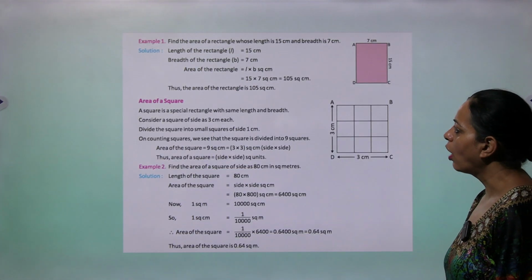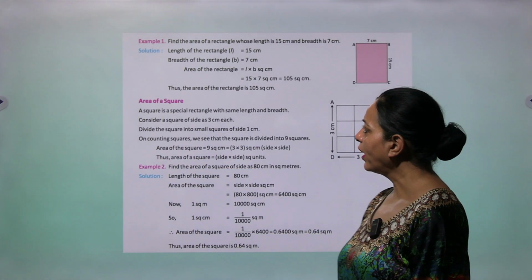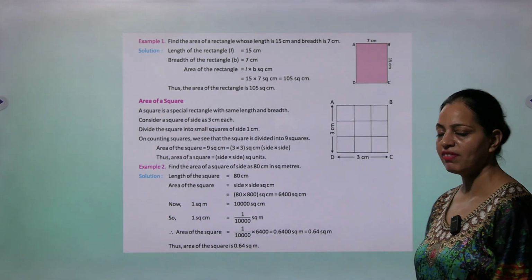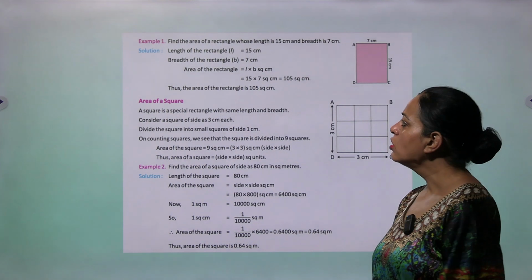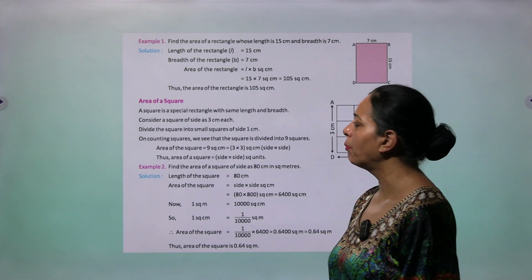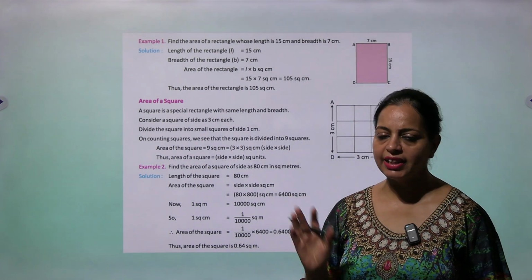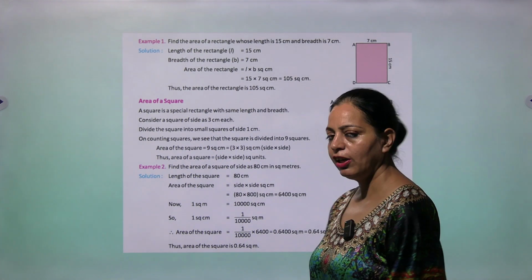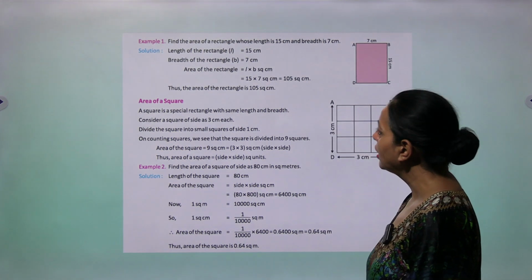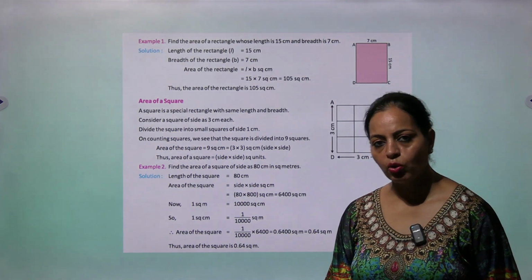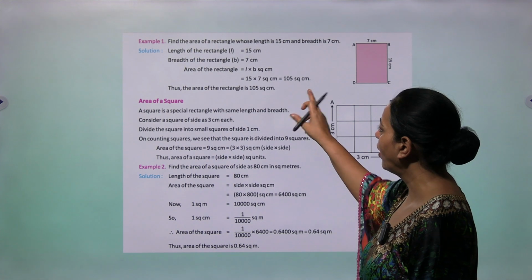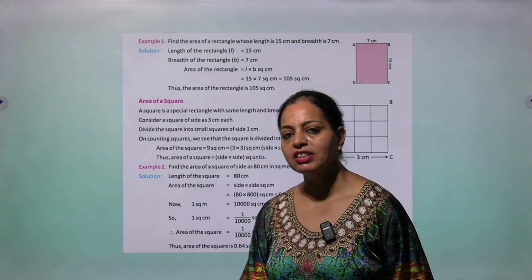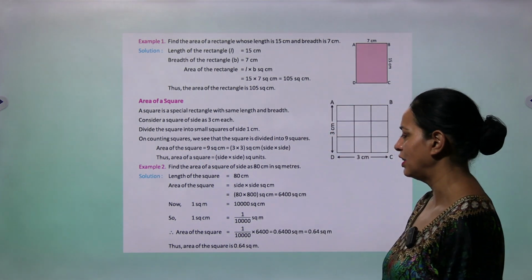Okay, now example 1, find the area of rectangle whose length is 15 centimeter and breadth is 7 centimeter. We know the formula. So length is 15 centimeter, breadth is 7 centimeter, both are in centimeter. कुछ भी कन्वर्ट नहीं करना है. Simply find area of rectangle, length into breadth, that is 15 into 7 square centimeter means 105 square centimeter. So area of rectangle is 105 square centimeter.